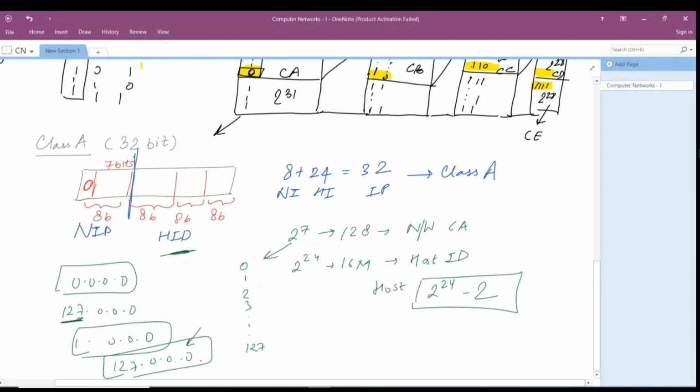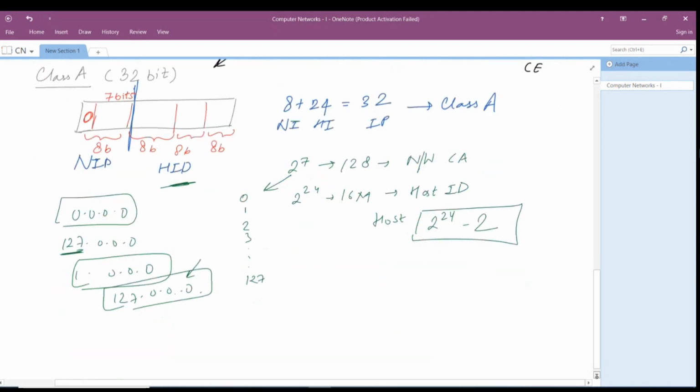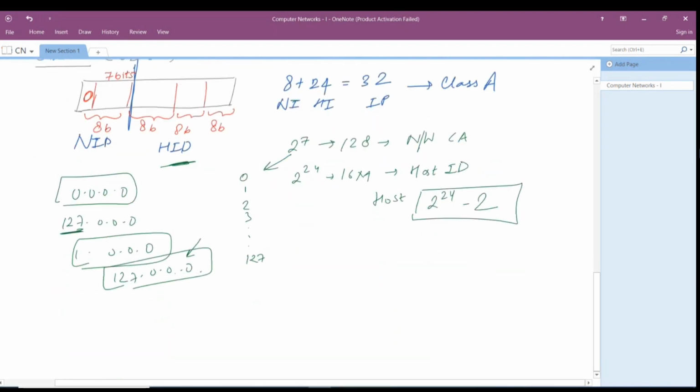So again, that might be confusing a bit, so let me tell you again. Network ID has no restrictions, but host ID has restrictions. Whenever you have host ID, in class A you have 24 bits. In 24 bits, if all the bits are 0, it will be represented as 0.0.0, and if all the bits are 1, it will be represented as 255.255.255. So these two IP addresses are reserved for each network.